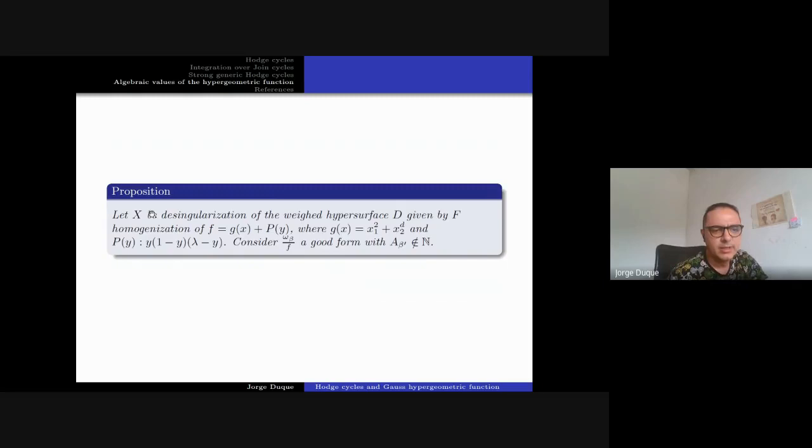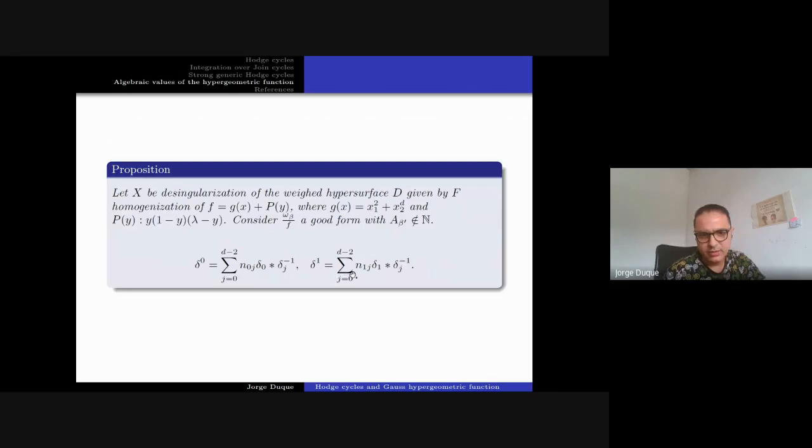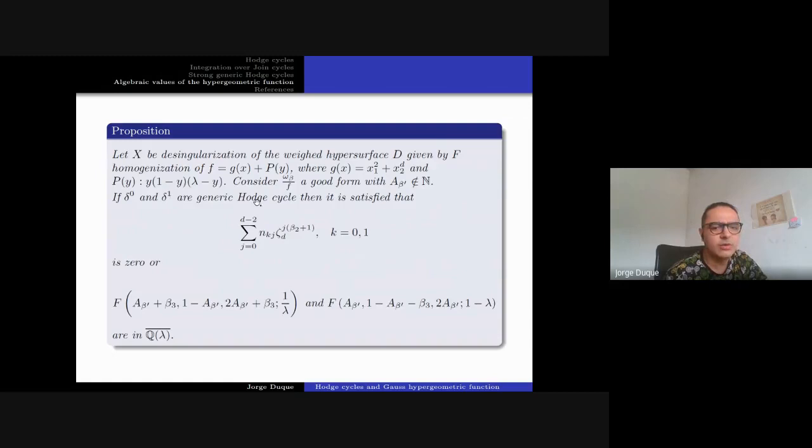With this in mind, we have the following proposition. Consider X the singularization of the weighted hypersurface D given by F, where G is this polynomial. Here we have the two-dimensional case, and we consider this polynomial. Now consider a good form. A good form is a form in the affine part that comes from a form in the compactification. Now take the cycle in this form. We know that every cycle in U we can write as delta zero plus delta one. Now suppose delta zero and delta one are generic Hodge cycles. Then this is zero, or this hypergeometric function is algebraic.